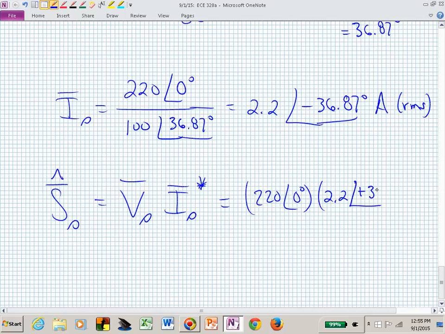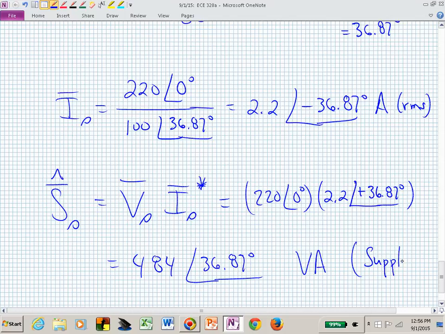the negative of a negative, or plus 36.87. I had to take the conjugate of that current, so that I now have 484 at an angle, and there's the polar form of my complex power. And this is volt amperes supplied.